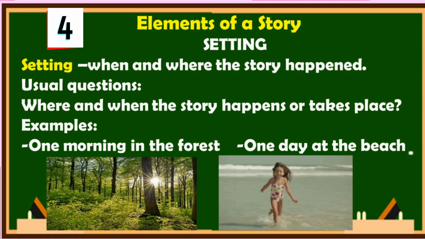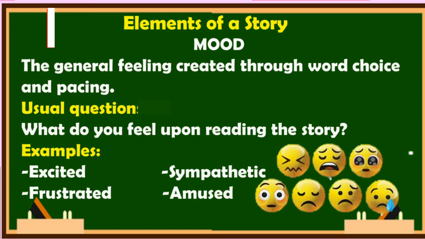Setting is simply when and where the story happened. The usual questions for this are, where and when does the story happen or take place? We have examples: one morning in the forest, and one day at the beach. Our fifth element of the story is mood. This is the general feeling created through word choice and pacing. The usual question is, what do you feel upon reading this story? And examples, we have excited, frustrated, sympathetic, and amused.